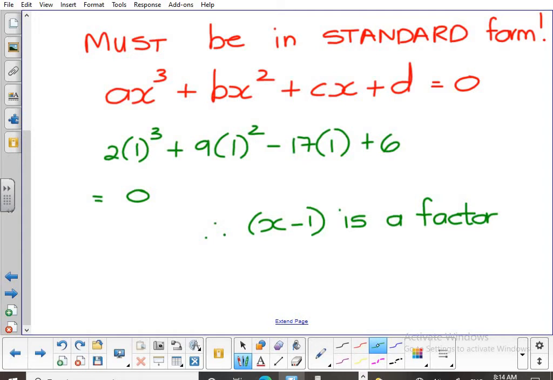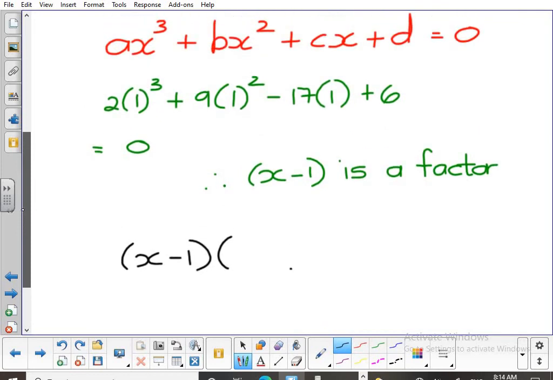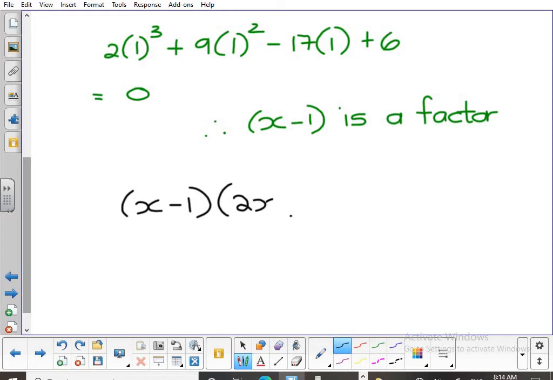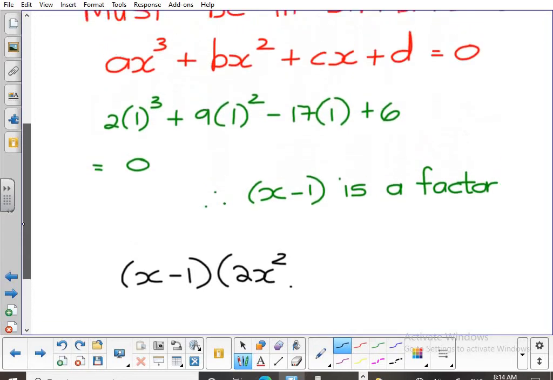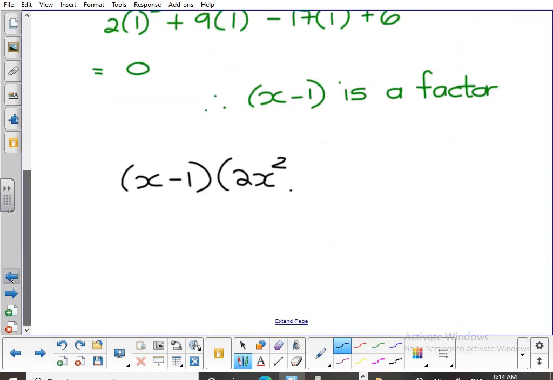Now I go into my next step of the process, and the next step said x minus 1 bracket with what? Should I multiply that x to get to that? The answer will be 2x squared. With what should I multiply the negative 1 to get to positive 6? And the answer is negative 6.